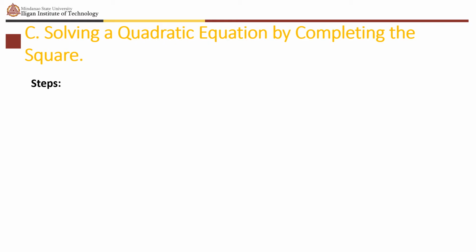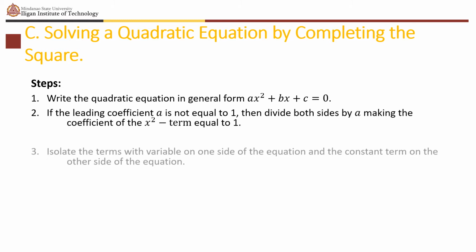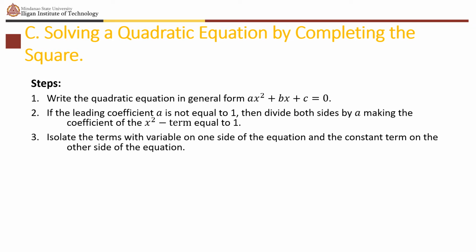In solving a quadratic equation by completing the square, we have the following steps. First, write the quadratic equation in general form, that is ax squared plus bx plus c equal to 0. Then, if the leading coefficient is not equal to 1, then divide both sides by it, making the coefficient of the x squared term equal to 1. Next is to isolate terms with variable on one side of the equation and the constant terms on the other side of the equation. Then complete the square.